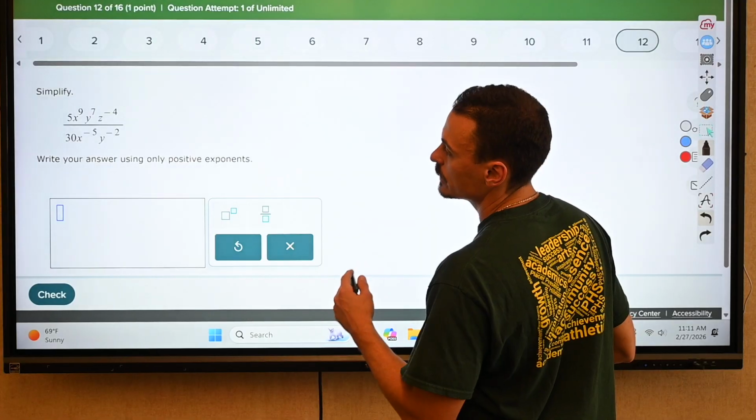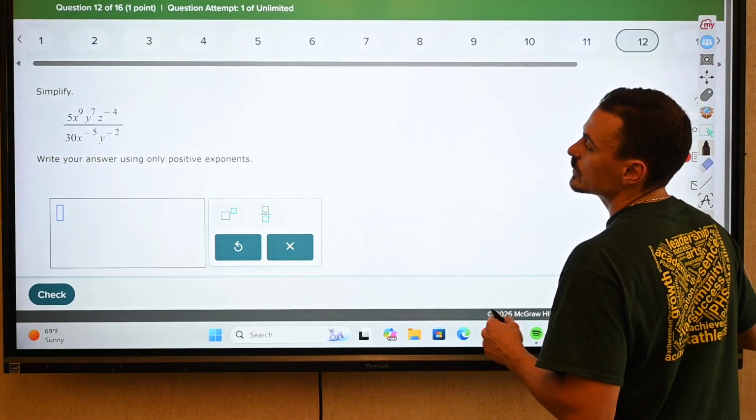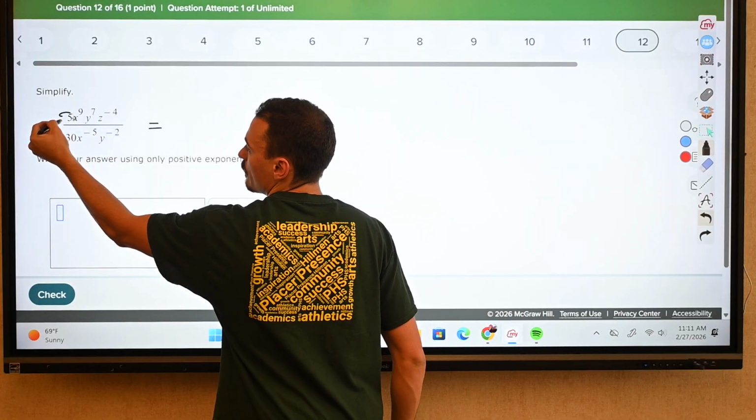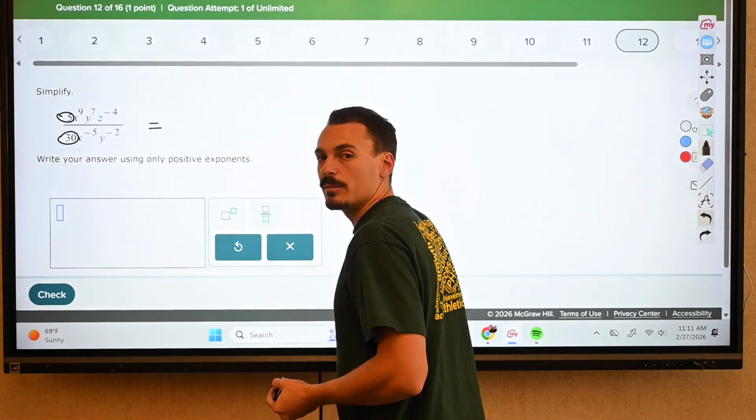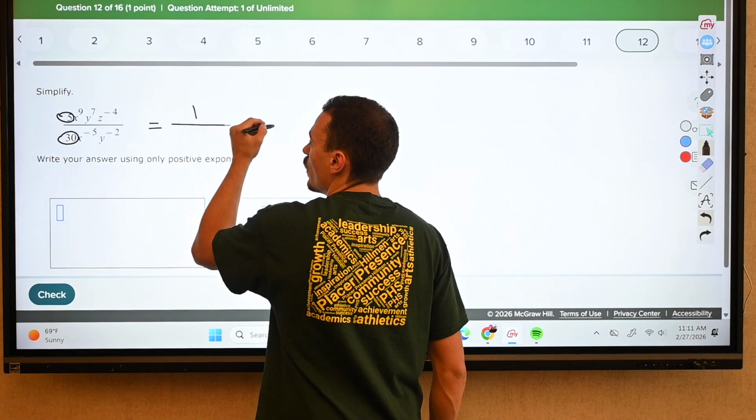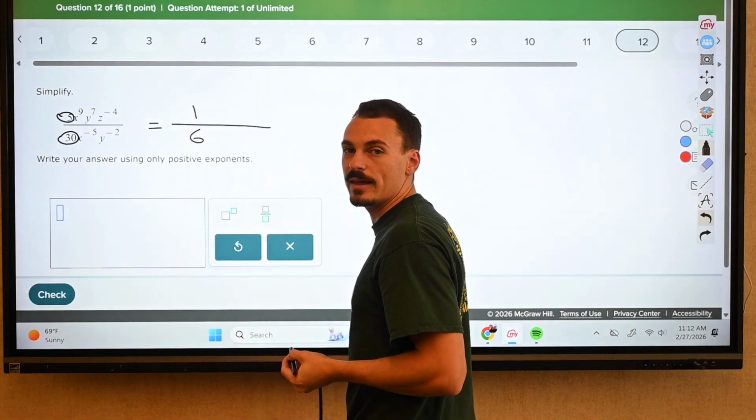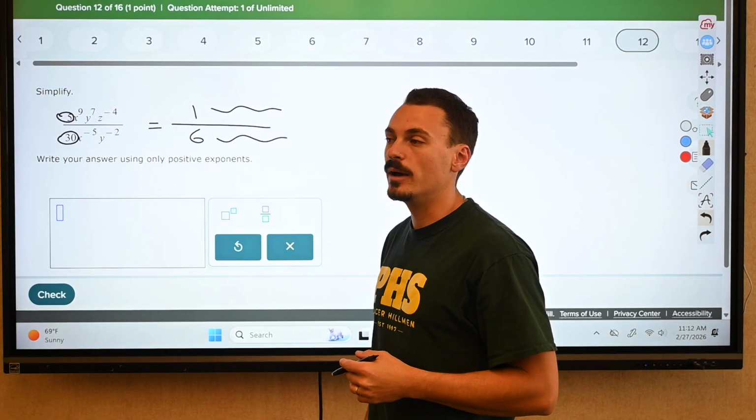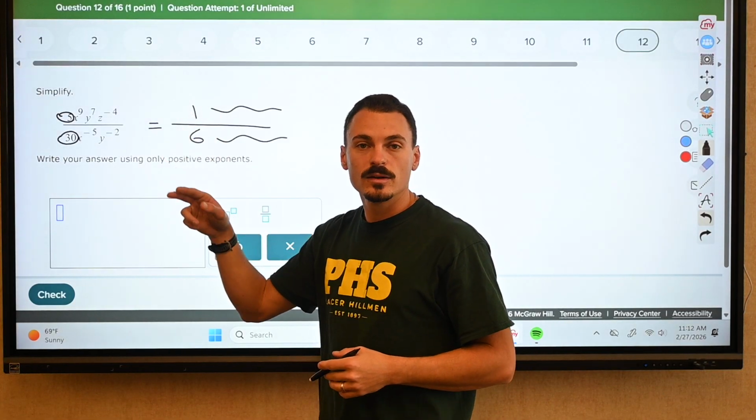Okay, I'll skip this one. Actually, no, I will talk about this one quickly. So, real quick, the 5 is on top, factor of 5, and the factor of 30 is on the bottom. So that's going to get you 1 over 6 when you simplify that. And then you have to do the rest with your letters and your exponents. But a lot of people put the 6 on top on accident.